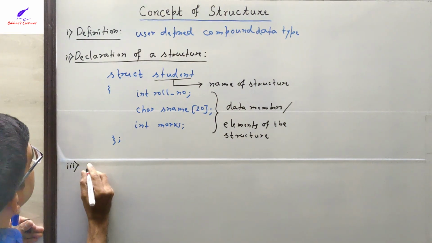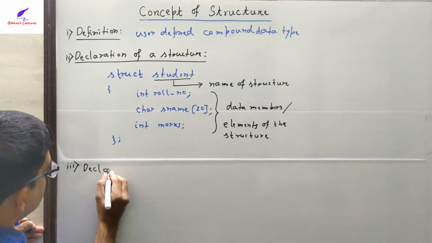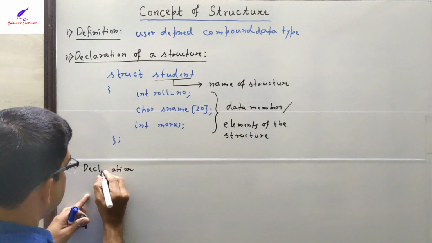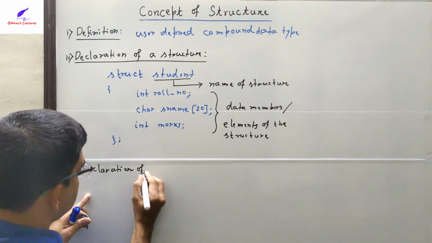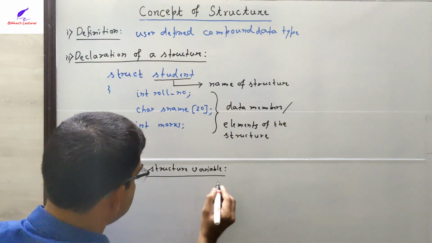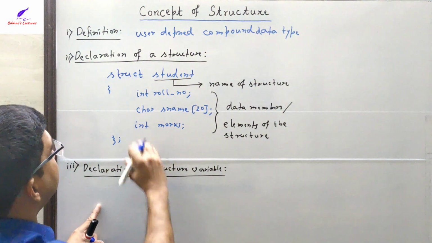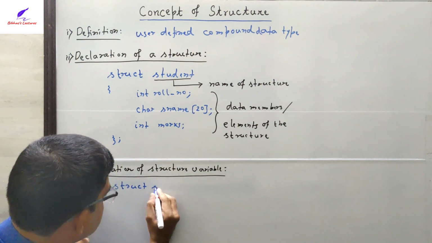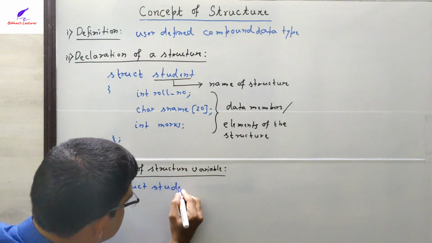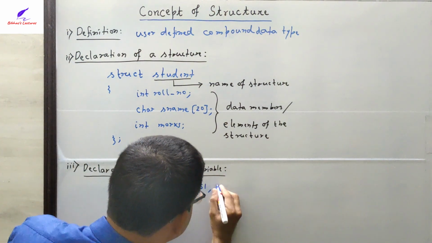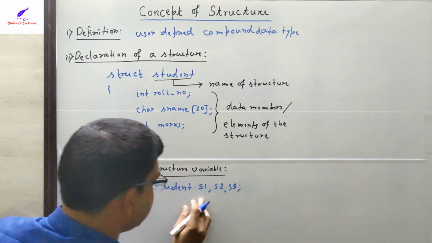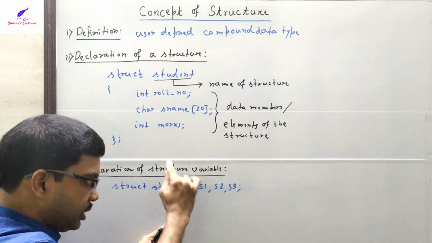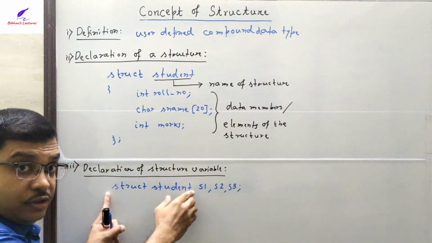Next point is declaration of a structure variable. Now we will declare the structure variable of the student structure. So how to declare it? You have to write struct, then the name of the structure, student, and then we mention the name of the variable, for example s1, s2, s3, like that. So here I have declared 3 different structure variables, namely s1, s2, and s3 of struct student type.